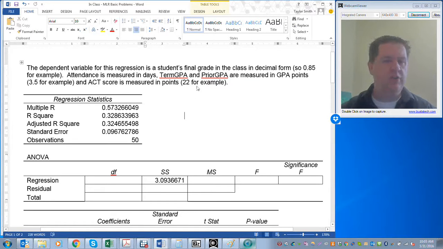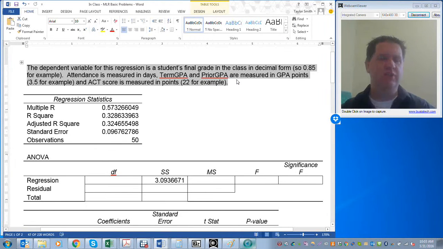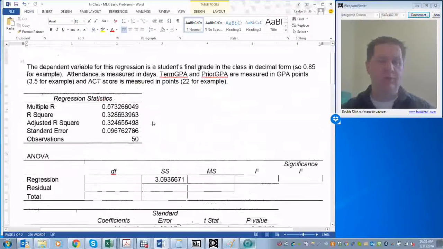So let's just kind of start off. One of the first things when you're working a problem like this is you want to get an idea of what you're dealing with, what the situation is. And so that's why I always put this little thing at the top here to get an idea of, well, this is where we are. This is what the situation is. And so we know that we're running a regression, but it helps to know what we're actually doing.